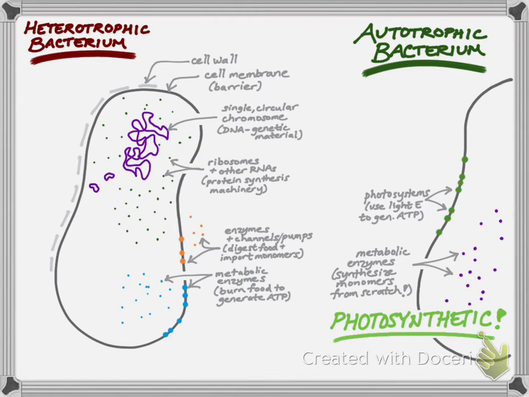So how to compare these two types of cells? Well, there are a couple terms that make this easier. So autotrophic really means that you're producing stuff yourself. You're not eating food from the outside. In comparison, the heterotrophic bacterium, what that word really means is that you're consuming food from the outside world.